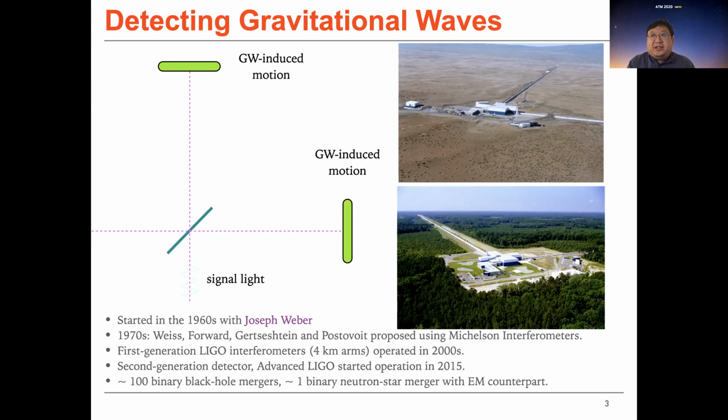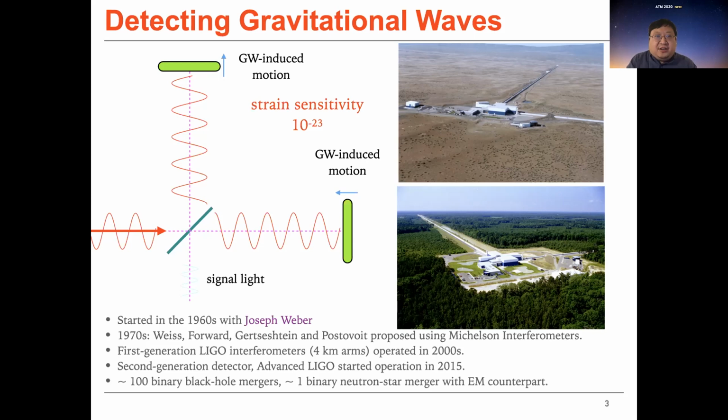The detection in principle is very simple. It's a Michelson interferometer where light comes in and measures the differential arm length change induced by the gravitational waves. And there's very good sensitivity here: these detectors are right now able to measure a strain of 10 to the minus 23. This is really the sensitivity that enabled the detection of gravitational waves.